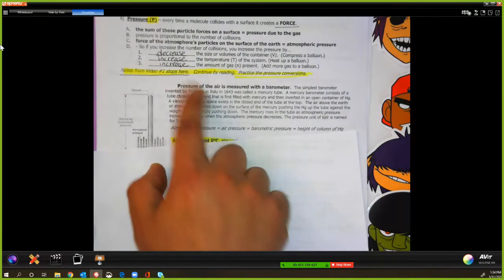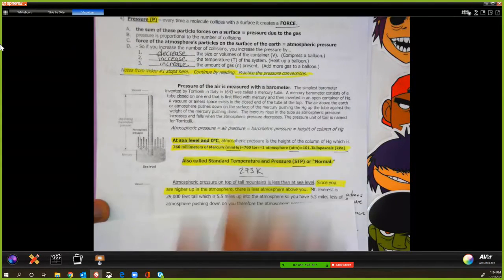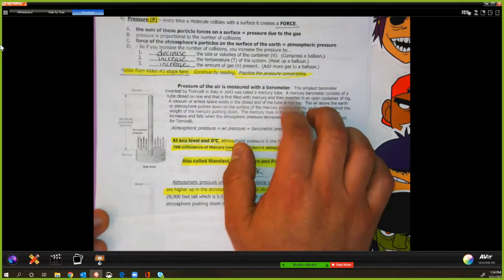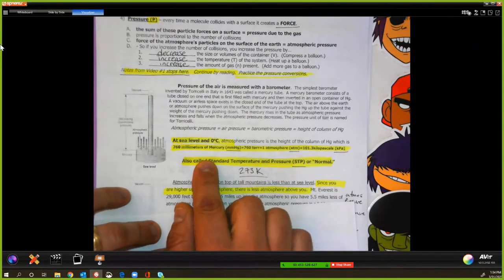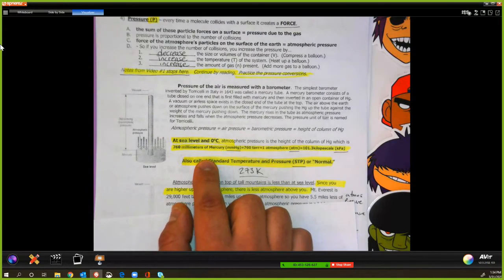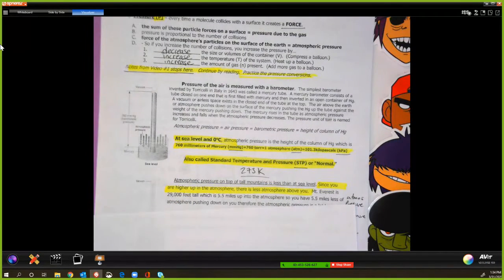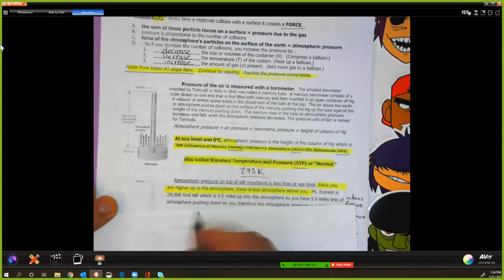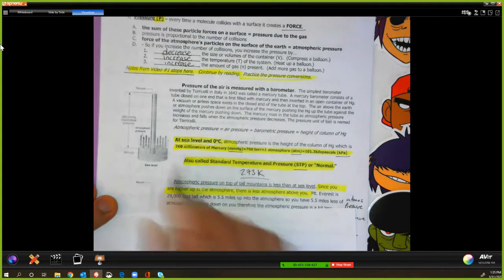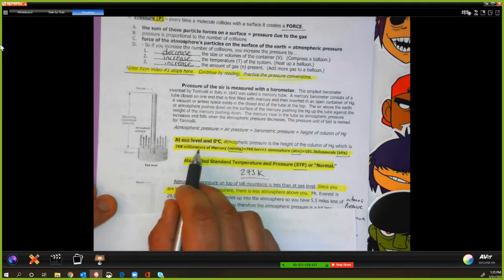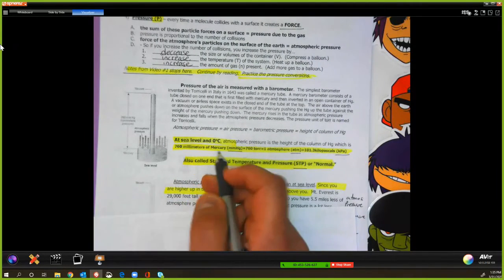Kind of where my video stopped here, and it gives you some information about a barometer and all that good stuff. Basically, it's leading to STP, which is standard temperature and pressure, and they give it to you here at STP. Basically, it's at sea level at 0 degrees Celsius, right?